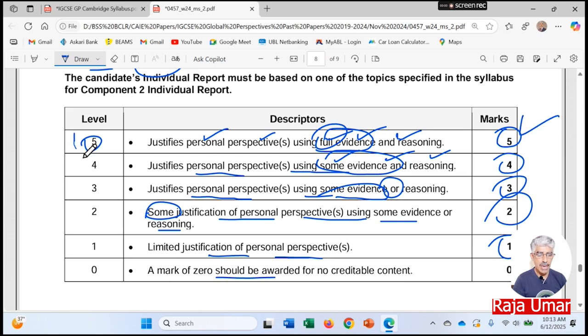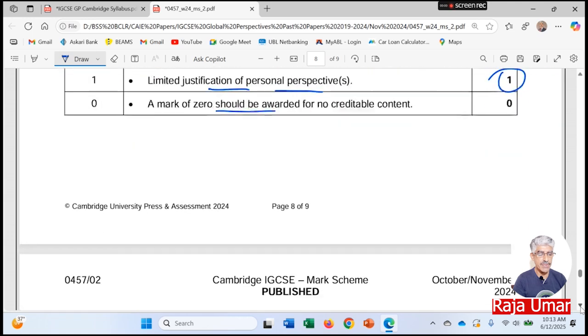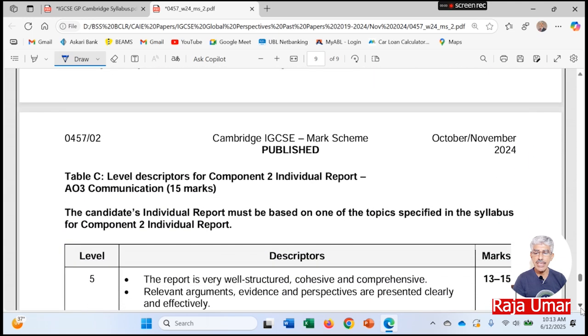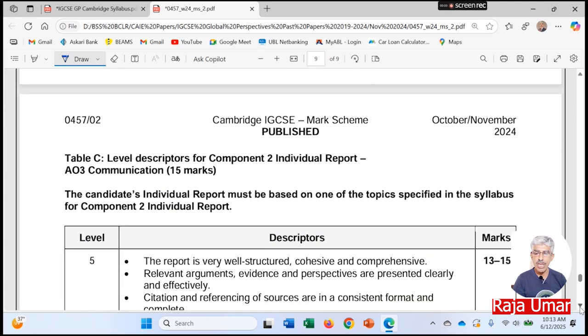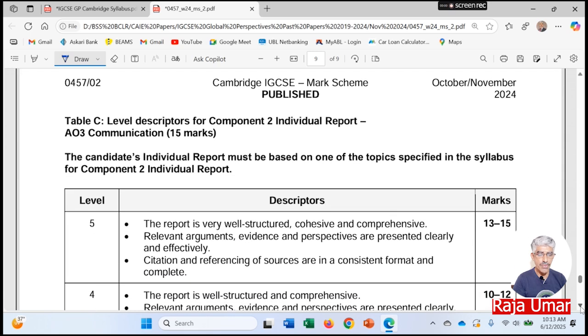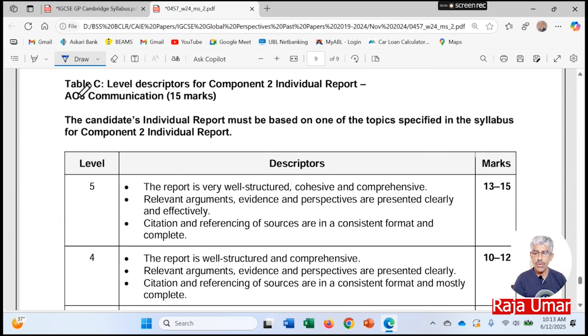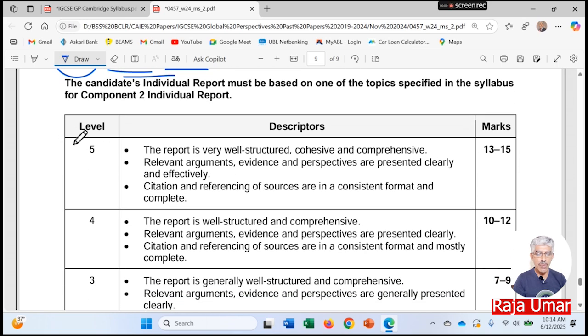So 45 marks done: 40 for assessment objective 1 and 5 for assessment objective 2, reflection. Now here we have assessment objective 3, that is communication. 15 marks are allocated for it. And again, you are supposed to be at level 5, the top level, and focus on these 3 bullet points to attain the maximum marks.